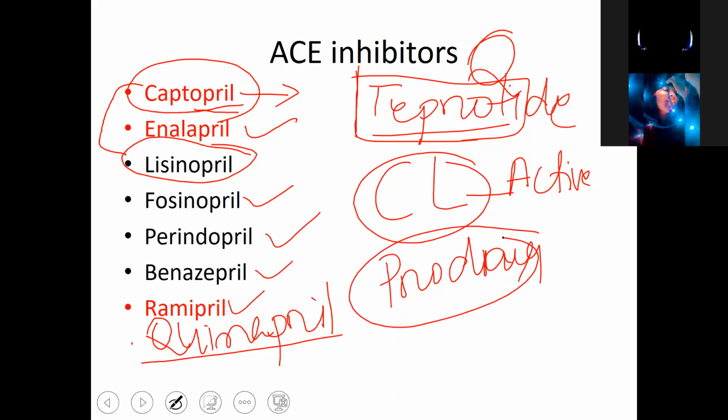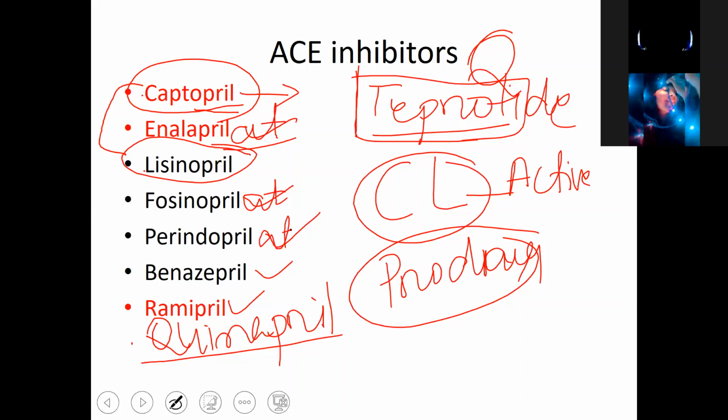So which is the active drug? Captopril and lisinopril are the active drugs, and the rest are prodrugs. When there is enzymatic conversion, the prodrug becomes the active drug, and the name usually changes by one suffix, "at", like enalaprilat, fosinoprilat, perindoprilat, benazeprilat. So by suffixing "at", they become the active drug.